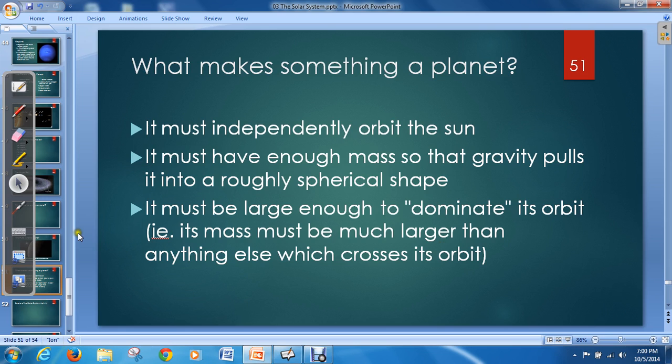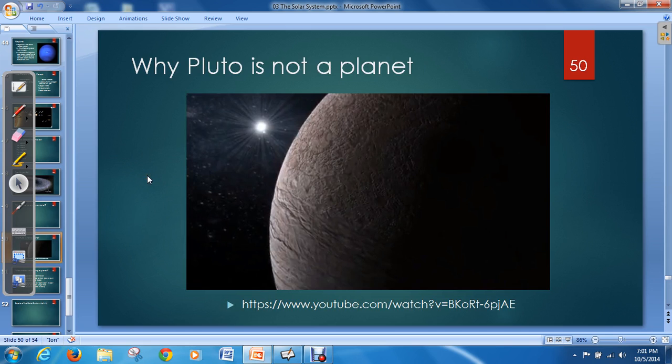So there's the answer. Pluto is no longer a planet because it does not dominate its orbit like the other planets do.